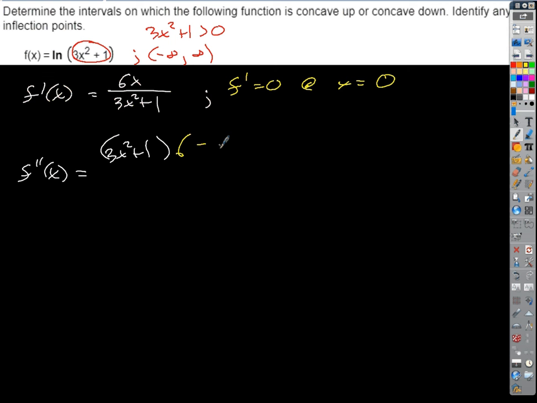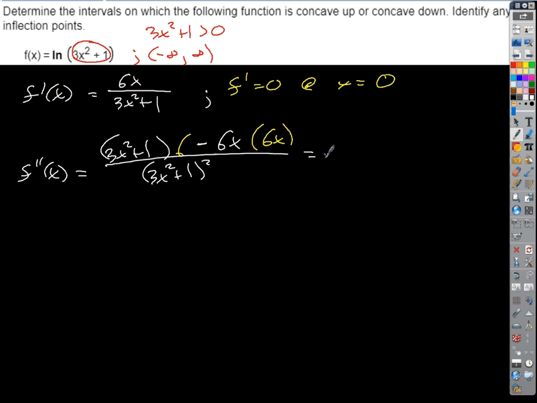Minus high D low. What's that? 6x. Good. All divided by low squared, right? Okay, so what's that give us then?